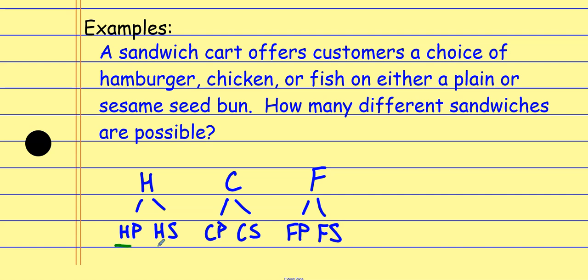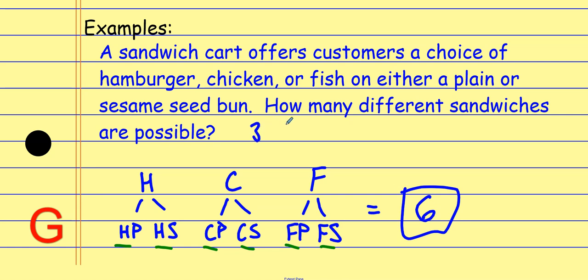I can literally count them: 1, 2, 3, 4, 5, 6. So the answer to how many different sandwiches are possible is 6. And hopefully you're looking at that saying, well, Mr. Jansen, there were 3 options for the type of protein, and there were 2 options for the type of bun, and 3 times 2 is 6. Well, yeah, that's the idea. We want to see that shortcut here. Instead of writing out the different possibilities, that shortcut, 3 times 2, gives us 6.